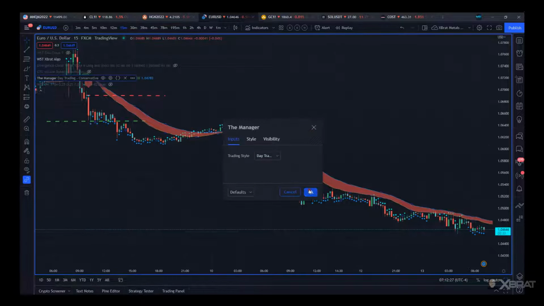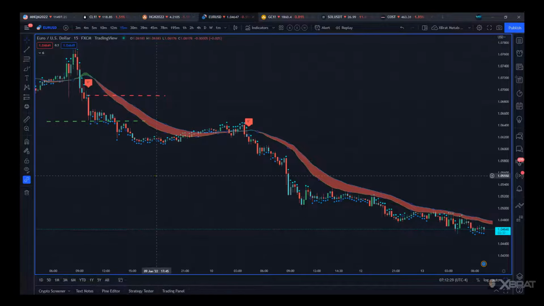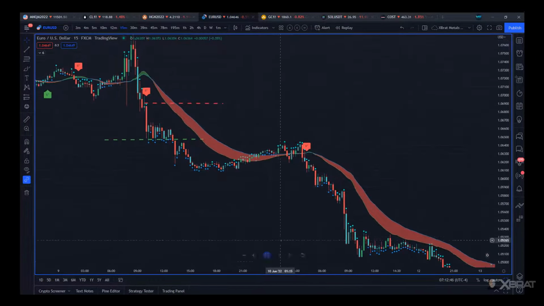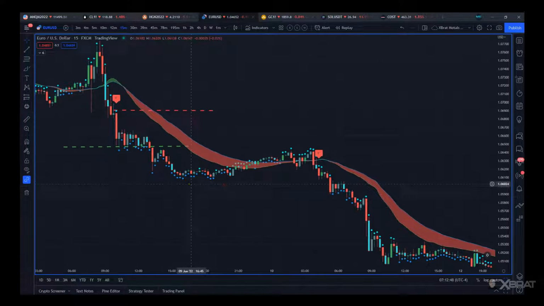So the idea with the manager is it gives some indication of what's happening behavior wise. One of the first things to note is the ribbon here. If we're in a short trade, as long as that remains red, we stay in a short trade. That's a simplified version of it. One of the other things is we look at the behavior of the volume. So the blue dots below are lower than average volume. The dots up above are higher than average volume.